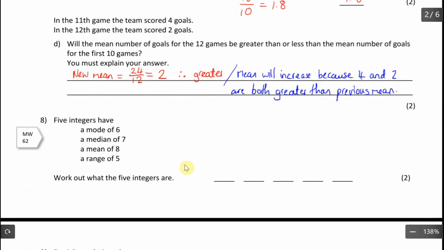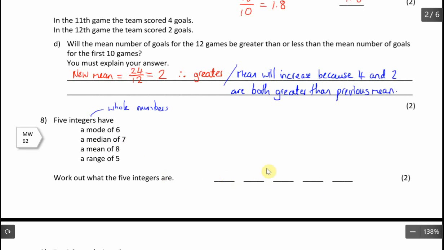Okay, number 8. 5 integers have these properties. So integers, first of all, means whole numbers. Work out what the 5 integers are. Now, I've put these lines in for you. They might not be there in an exam, but I would always recommend putting out 5 little spaces for your numbers. And the next thing I would recommend is starting with the median.